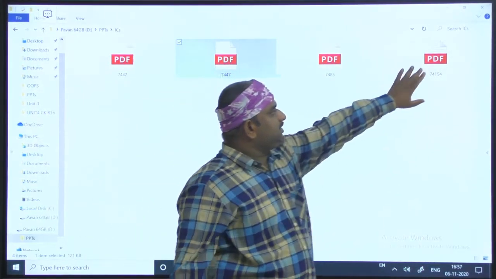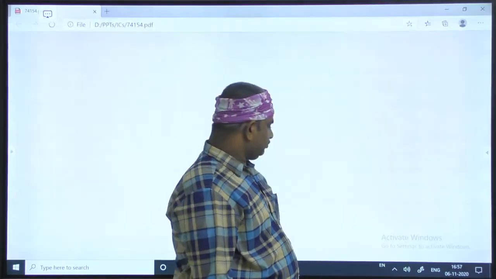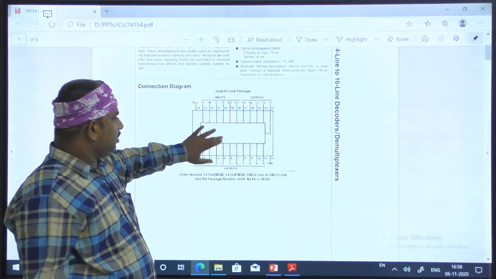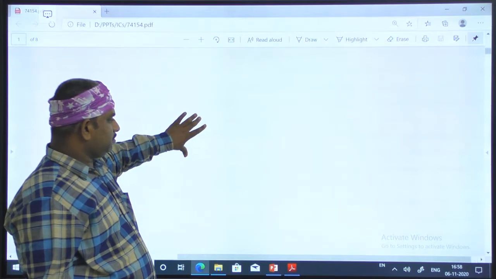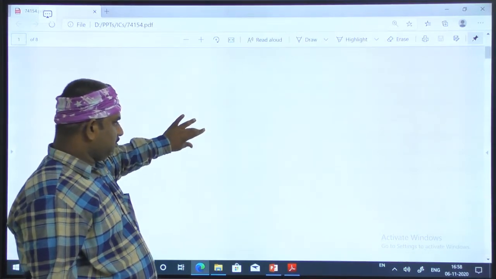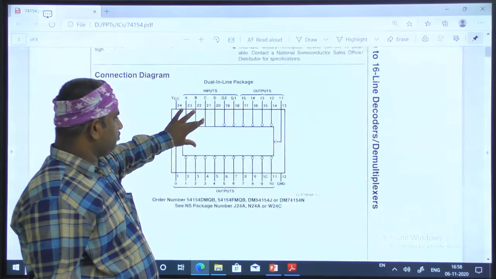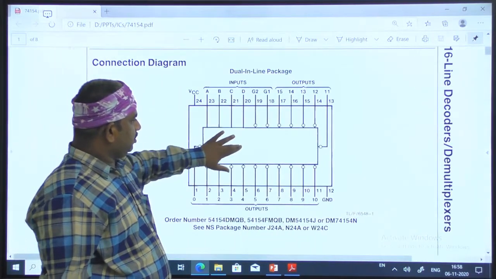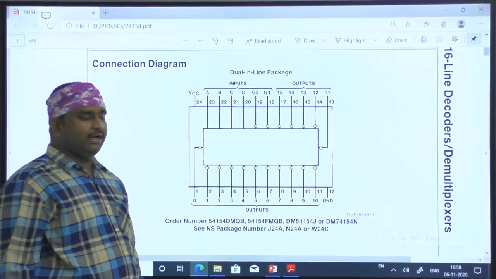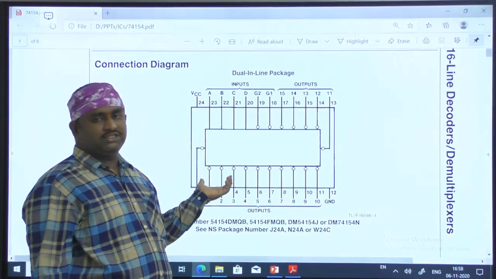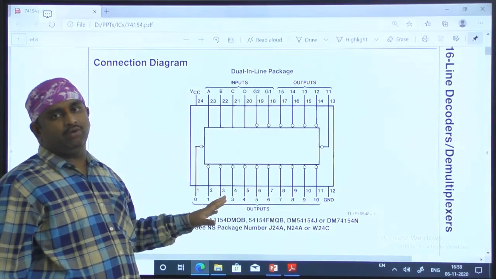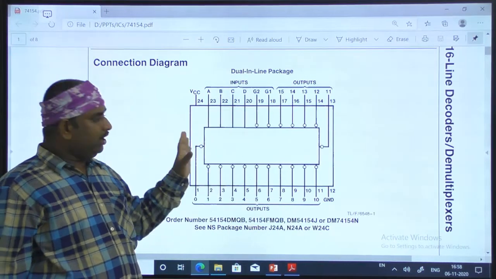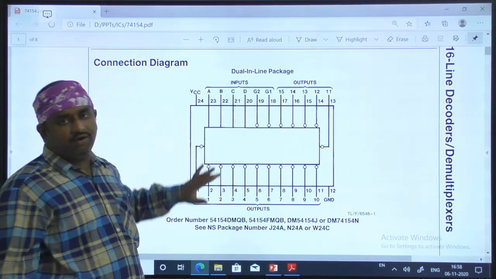So this is the IC 74154. This is the IC pin diagram we have just seen. In this pin diagram you can see the pin description. This pin diagram we have kept in the PPT, so everyone remember one thing.